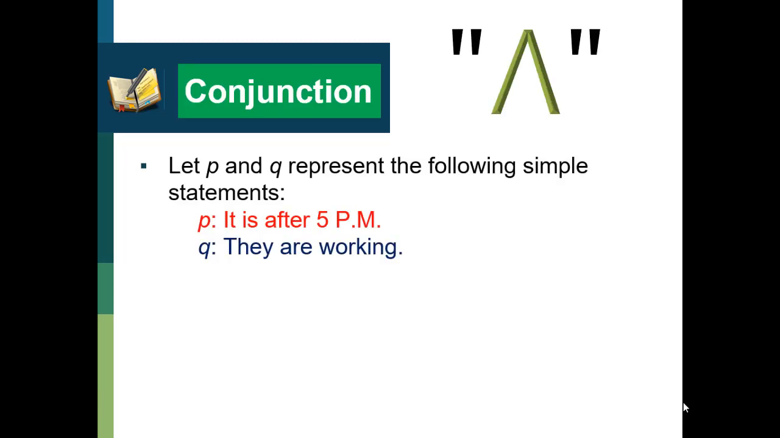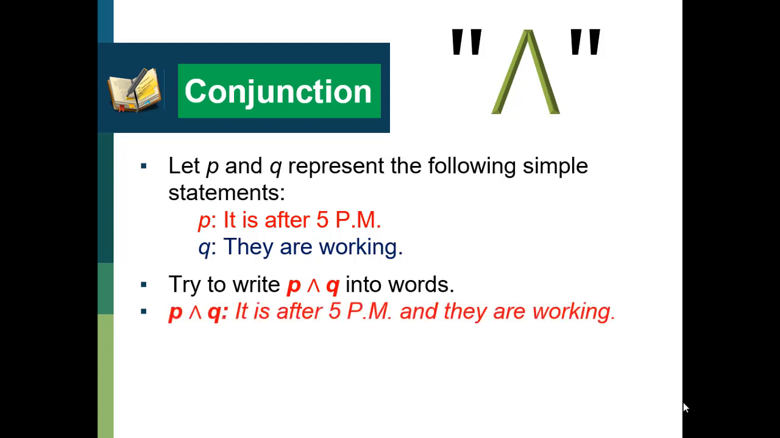For example, let P and Q represent the following simple statements. P: it is after 5 p.m. Q: they are working. Now, try to write P and Q into words. That is, P and Q: it is after 5 p.m. and they are working. It's very easy because you just have to introduce the word and.